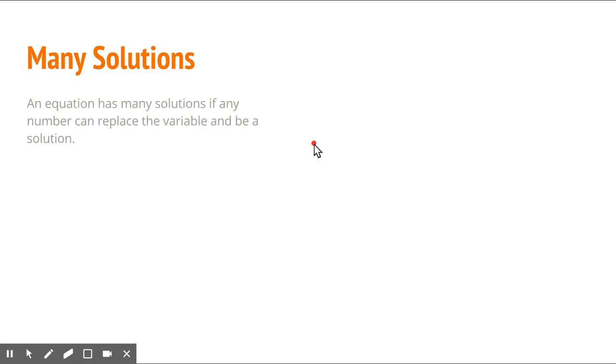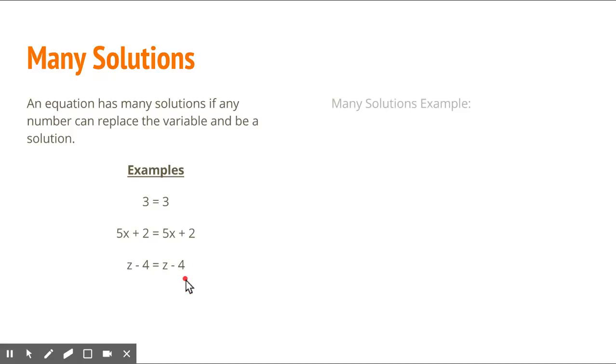Now, many solutions means that any number can be used to replace the variable and be a solution. Usually you see this when the two sides equal each other and they're the exact same. So for instance, if I was to plug in, say, 4 for z on this one at the bottom, both sides would equal 0. But I could also do the same with 5, and if I plugged 5 in, both sides would equal 1. That means that any number that I put into that variable will be a solution.